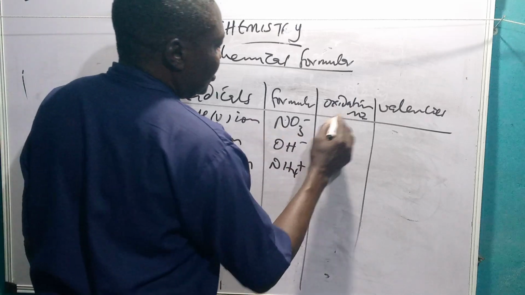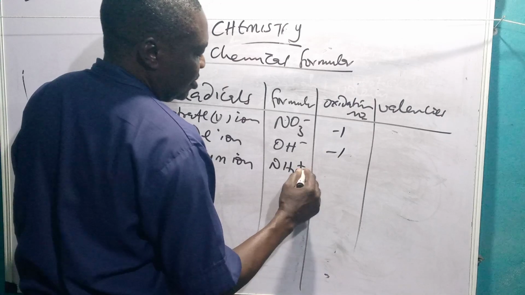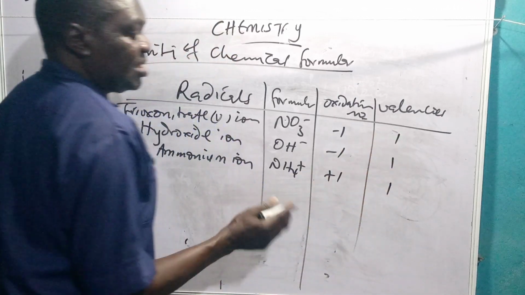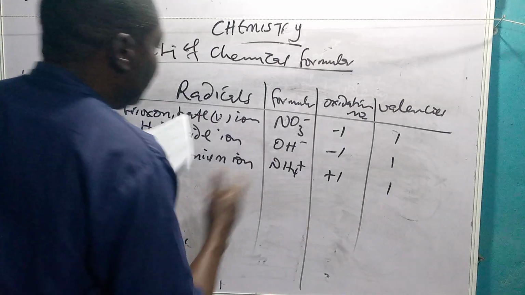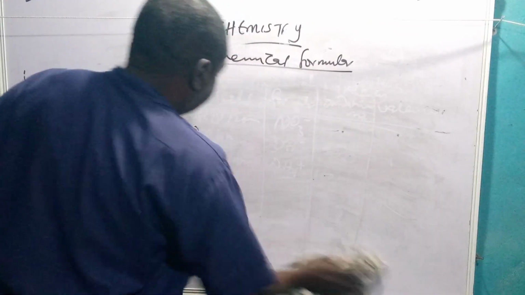So this one, oxidation number is -1, this is -1, oxidation number of this is +1, valency is 1, 1, 1. The same thing applies to the rest. So today we are going to write some chemical formulas using all these valencies and radicals.